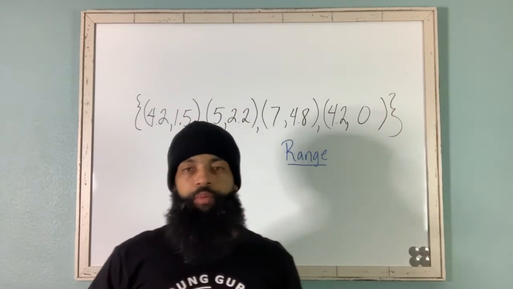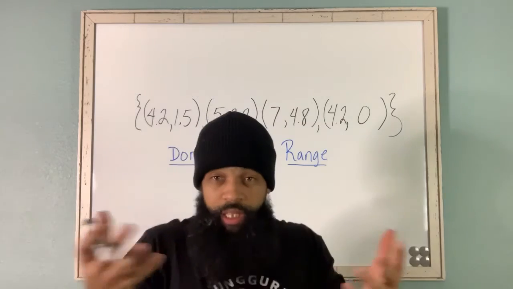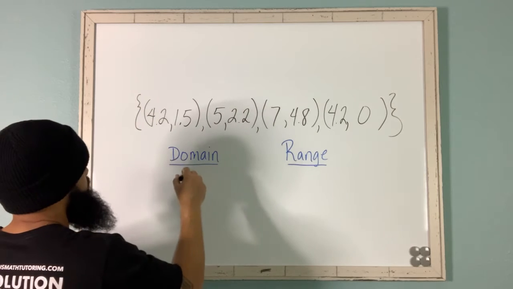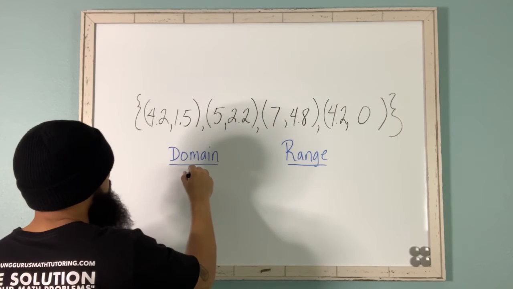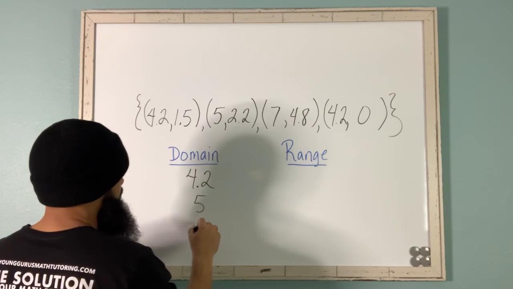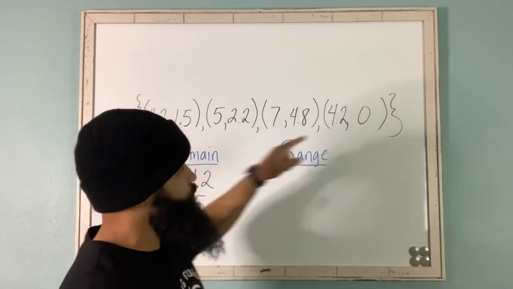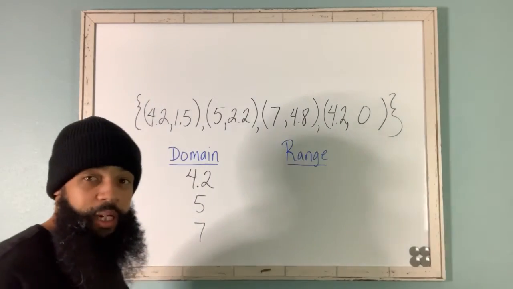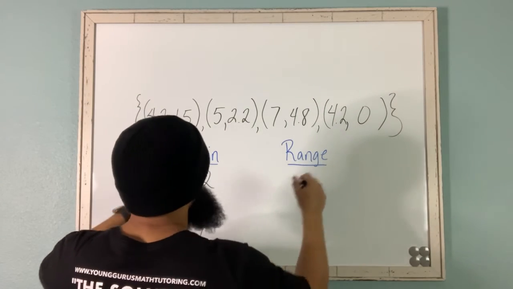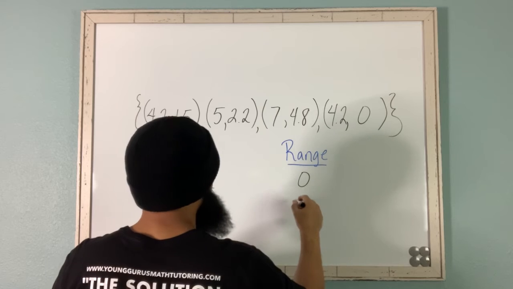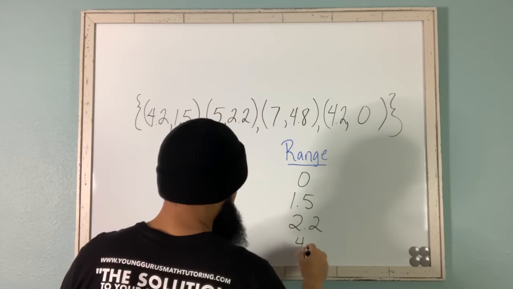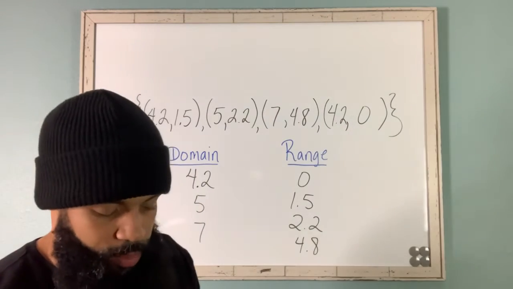Same thing in this example. Just a new set of ordered pairs, a new relation actually. And let's decide what our x values are. The smallest one is 4.2. Then I have 5. Then I have 7. Notice we did not write 4.2 twice. When we're doing a mapping diagram, we only have to write each number once. And so then our values for our range are 0, 1.5, 2.2, and 4.8.